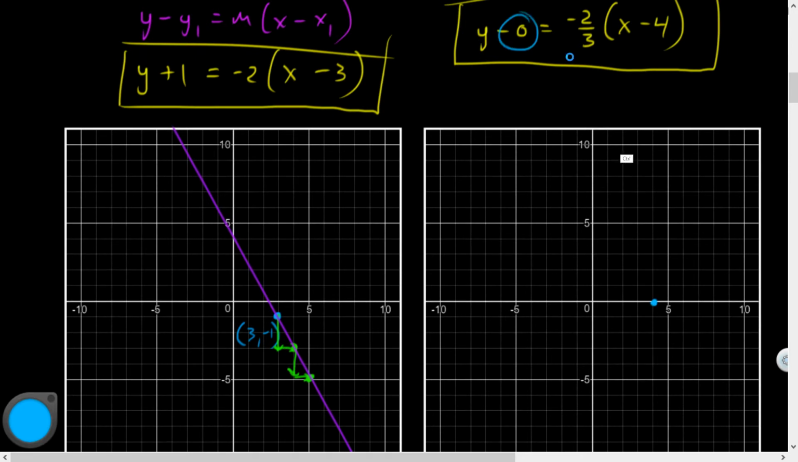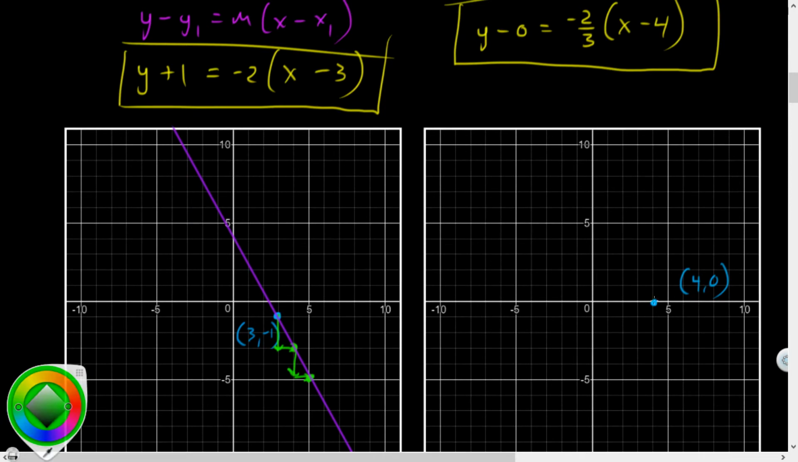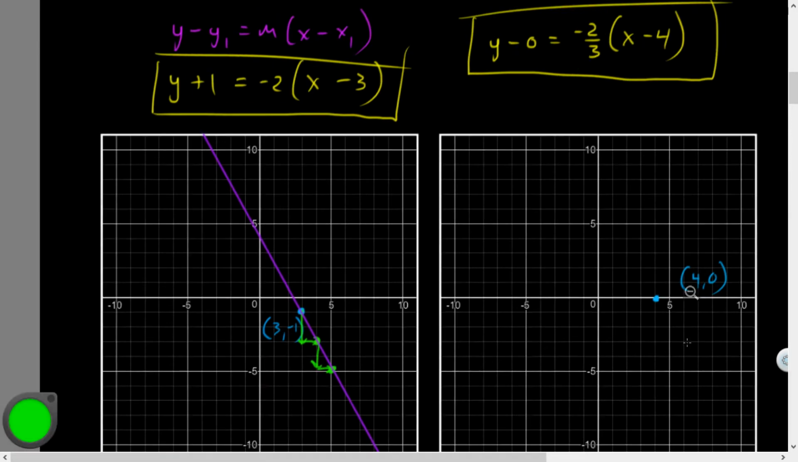Oh, and the y-coordinate is 0. I was wrong. I thought it was a y-intercept. It was an x-intercept. So this is the point (4, 0). And now I'm going to move by my slope, -2/3.